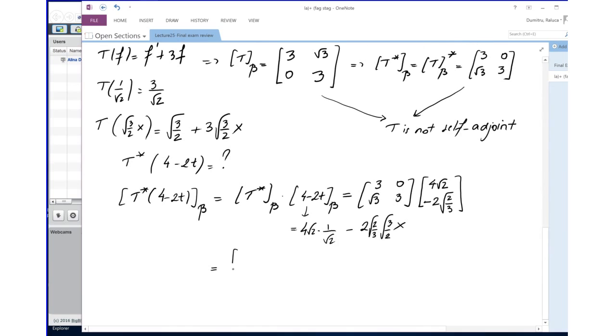Multiply them. And that's 12 square root of 2. And 4 square root of 2 times the square root of 3, so 4 square root of 6 minus 6 square root of 2 over the square root of 3.